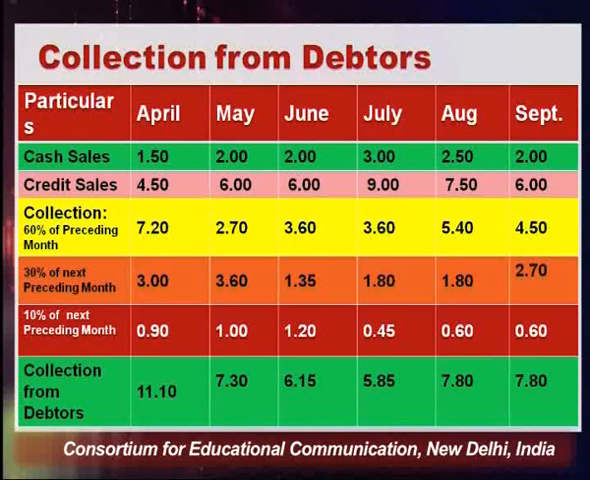As far as May is concerned, the corresponding sale will be of April. In the month of April the credit sale was 4.50 lakhs, 4,50,000 rupees. So we have to calculate 60% of it, and that becomes 2,70,000 rupees, which we have shown under the first collection policy, that is 60% of the preceding month. So I'll write 2,70,000 in the column of May for the corresponding value of 60% of the preceding month.